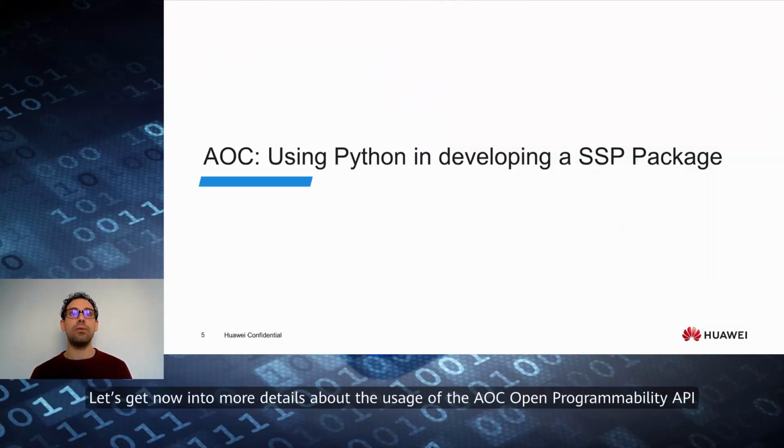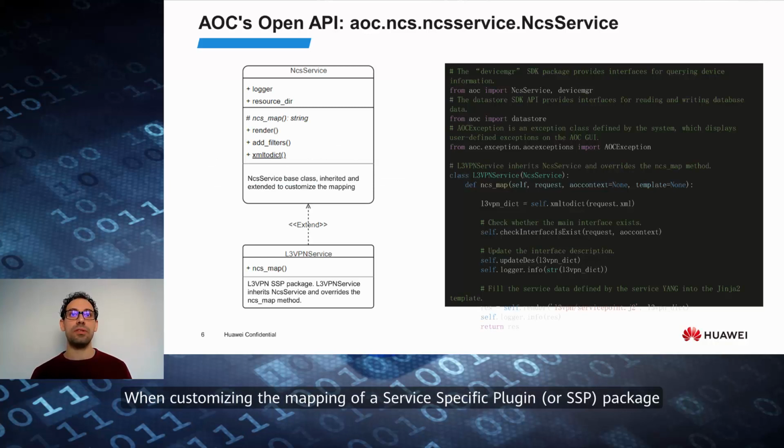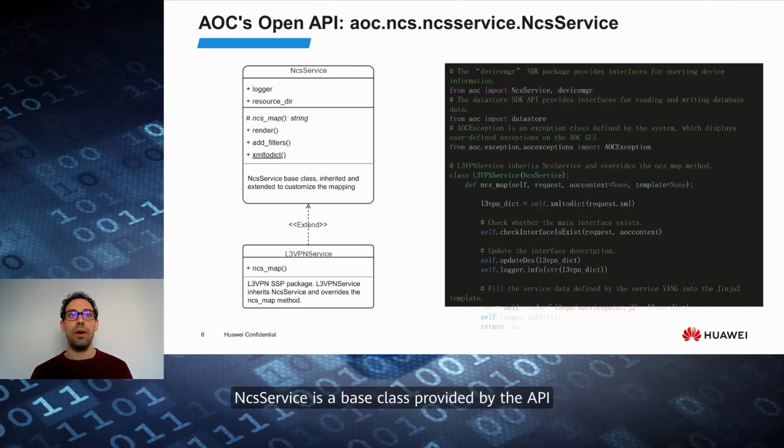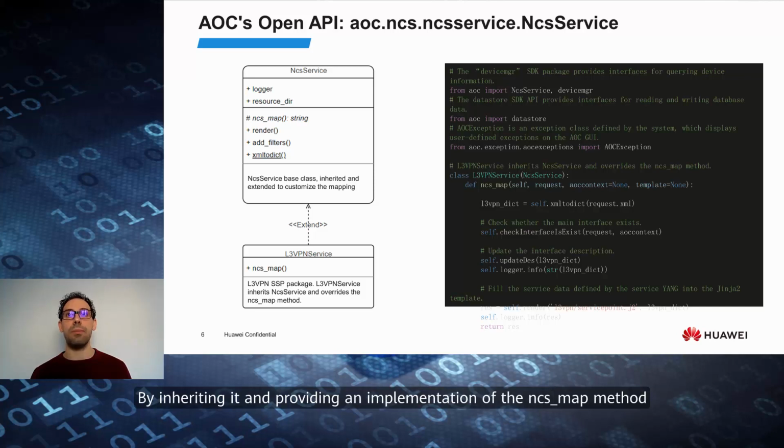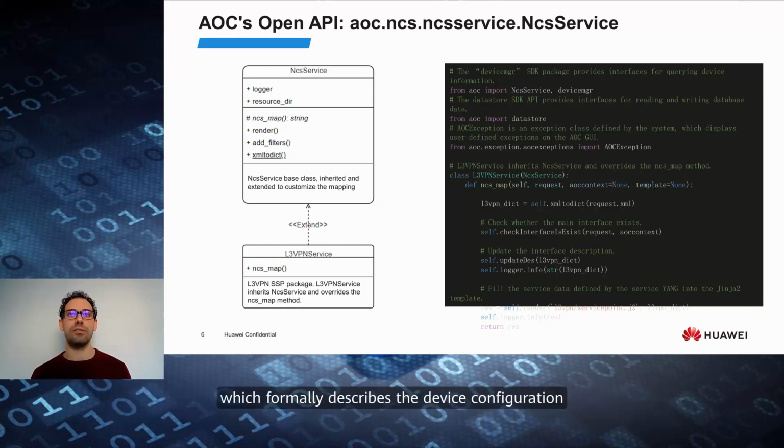Let's get now into more details about the usage of the AOC Open Programmability API developing a service package, or SSP. When customizing the mapping of a service-specific plugin, or SSP, package, the designer is required to inherit the NCS service class. NCS service is a base class provided by the API. By inheriting it and providing an implementation of the NCS map method, the designer can provide the logic for mapping the service Yang definition to Jinja 2 templates, which formally describes the device configuration.